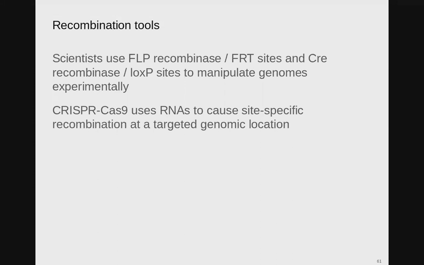You guys also might have heard of CRISPR-Cas9. It's a bacteria's immune system, but we've adapted CRISPR-Cas9 for genome editing, and it does it by recombination. And we can use CRISPR-Cas9 and the RNA that it produces to cause site-specific recombination at a specific point in the genome of interest. So that's one of the cool things about CRISPR-Cas9.